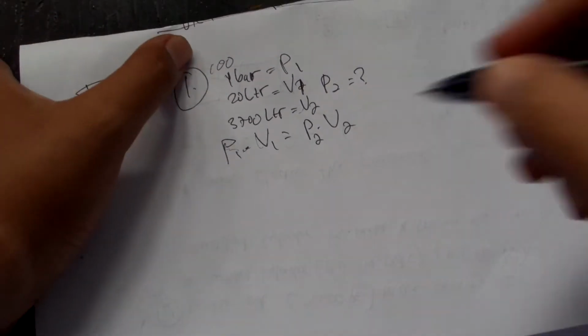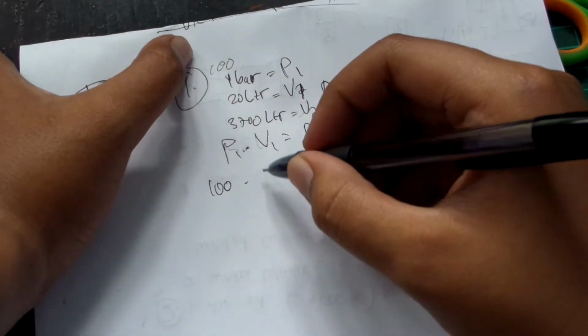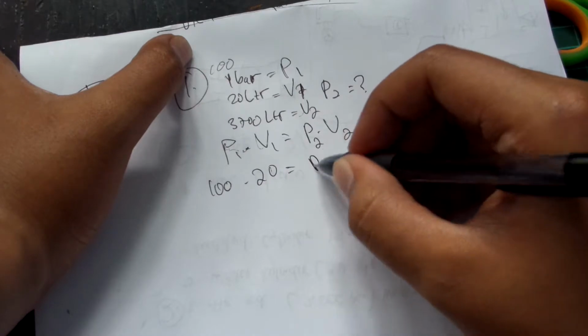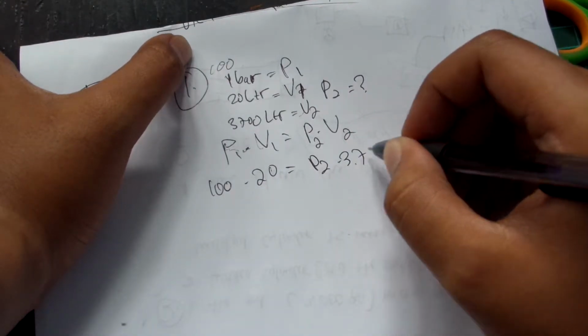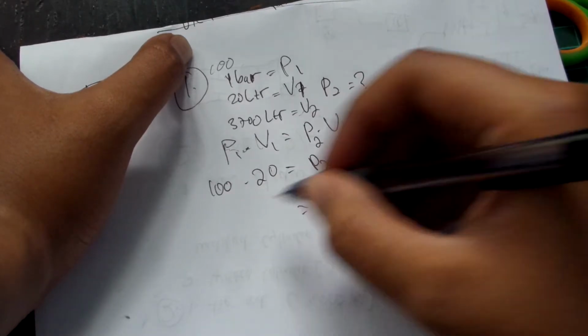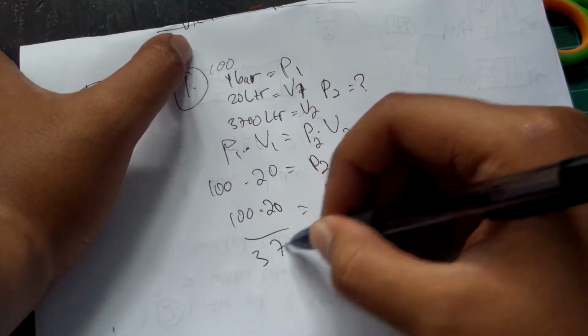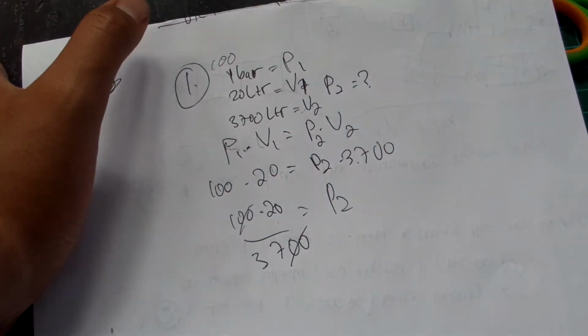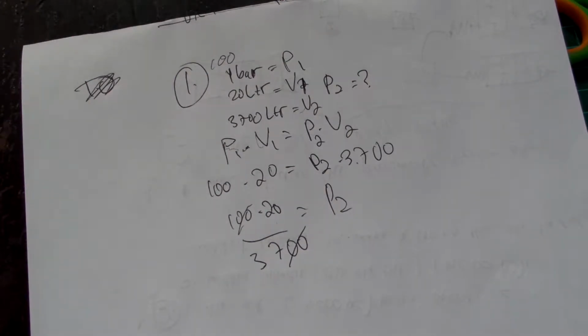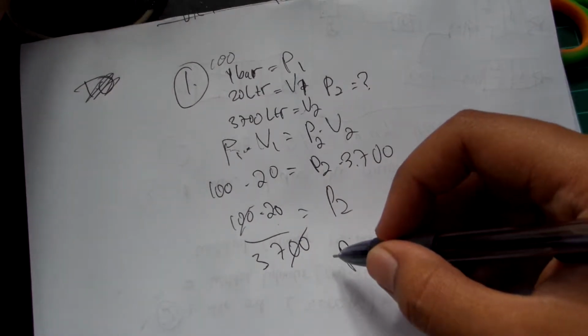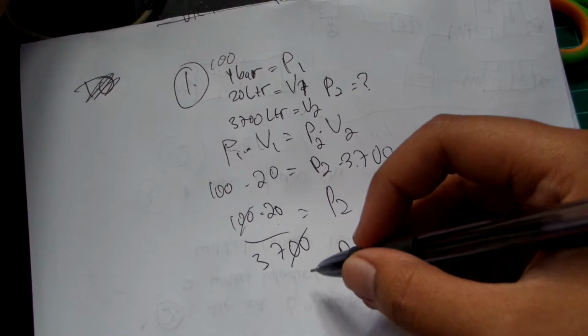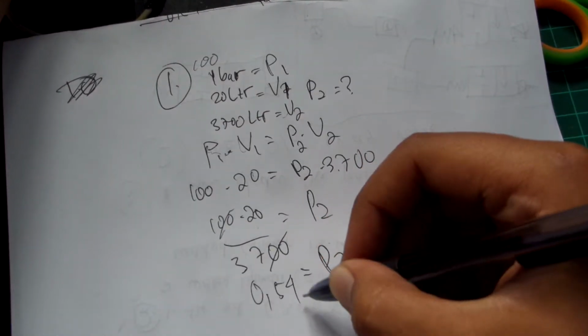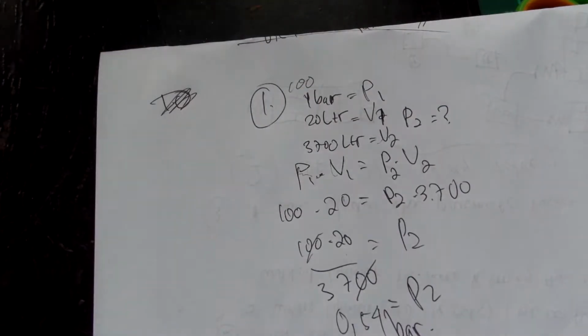Okay, and then we put the 100 bar times 20 liter, and then the P2 we search for, and the V2 is 3,700. We can know how the 100 times 20 per 3,700. We can cross it, and the 20 divided by 37 is the P2, which is equal to 0.54 bar. That's the number one.